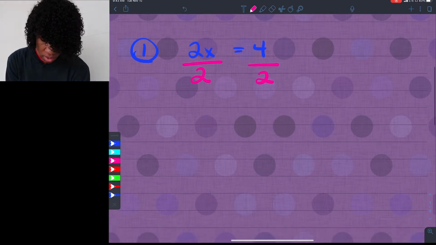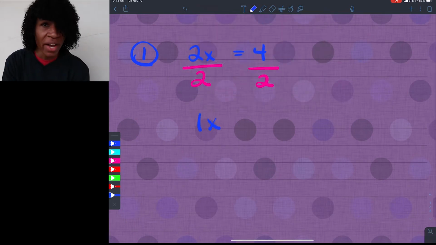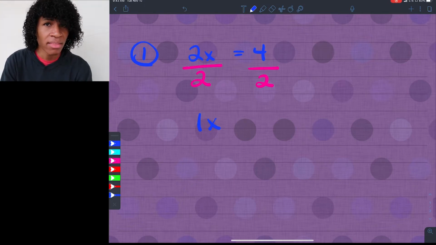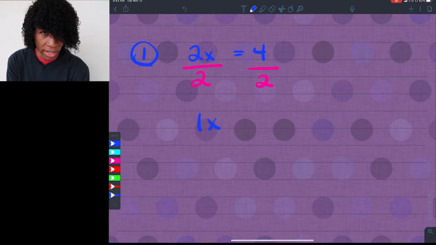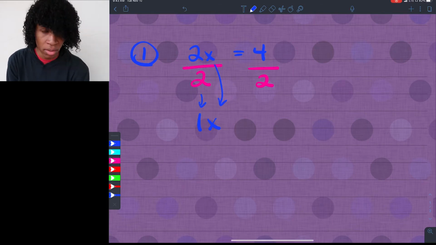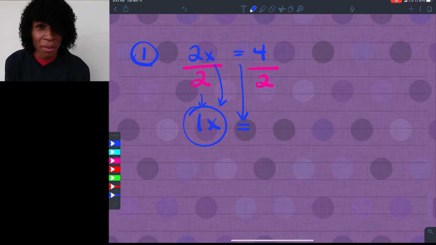2x divided by 2 is gonna be 1x, and let me explain why. When you divide 2x by 2, what you're really doing is dividing the 2 by 2 and leaving the x alone. Does it make sense? So we'll do a couple of these until it makes sense. 2 divided by 2 is 1, and then I'm simply bringing the x on down. So I'm bringing the x down, and then dividing 2 by 2 to get 1, and that's how I get 1x. I'm gonna bring my equal sign down, and then 4 divided by 2 is, hopefully you've already got that, 2, all right?